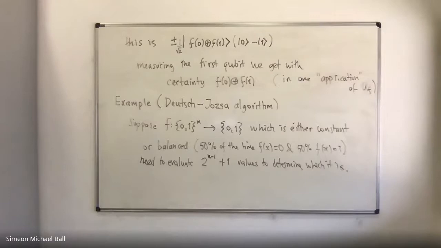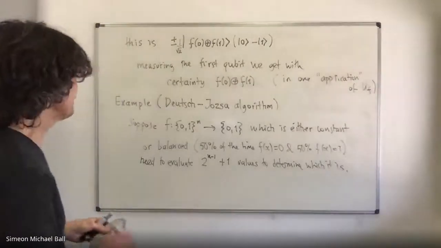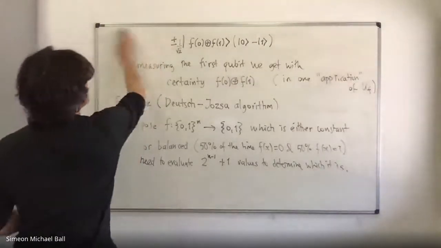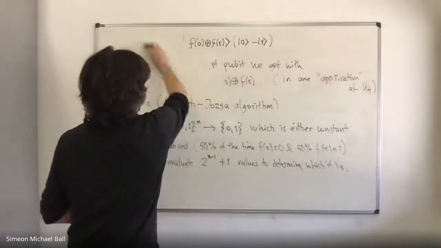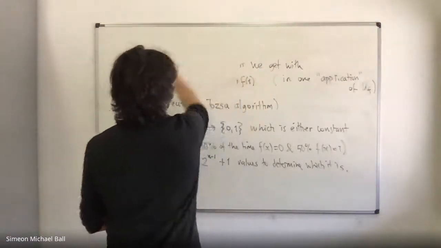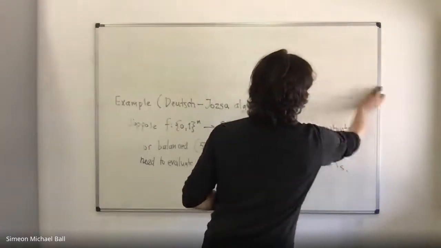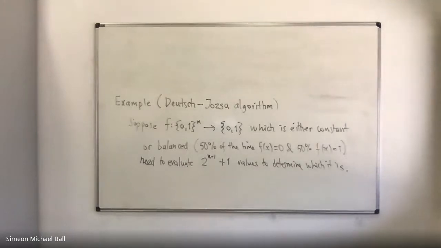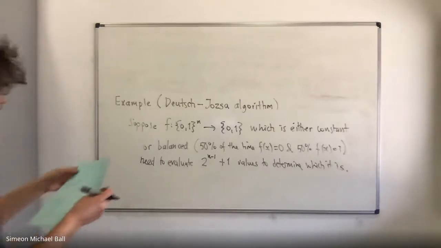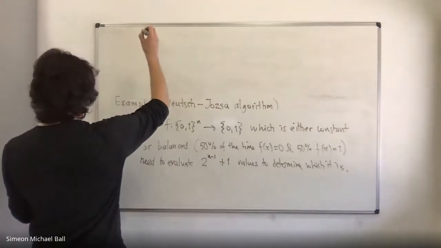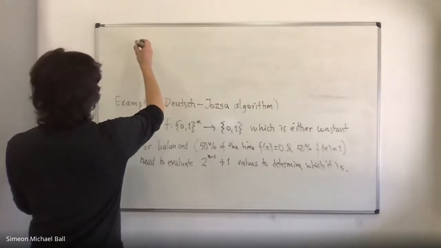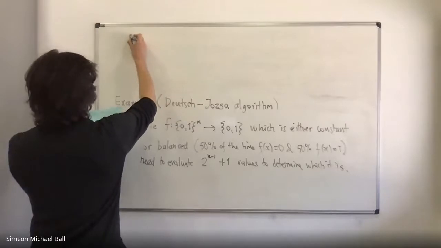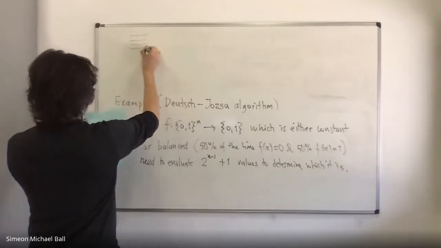Now, given everything we've done so far, I think we could probably almost leave this as an exercise, but let's draw the circuit which will allow us to determine whether this function f is balanced or constant. It's one application of f, and you don't actually have to do any measurements. So here's the circuit.